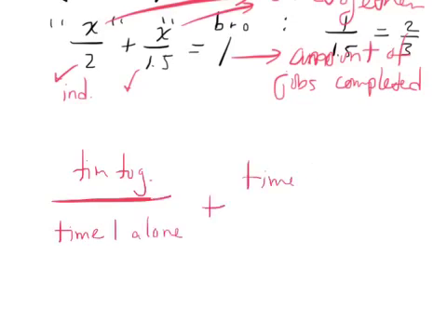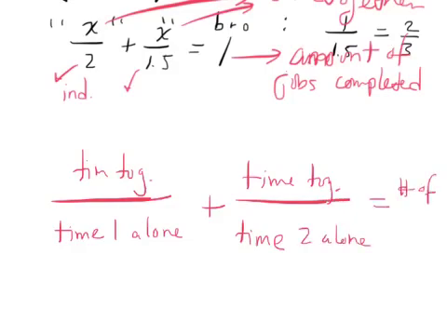So time together over the time of person 1 alone, plus the time together over the time of person 2 alone, equals the number of jobs completed. Also, we don't even have to figure out after an hour how much they complete, just what we got at first. Well, it depends on what's being asked.